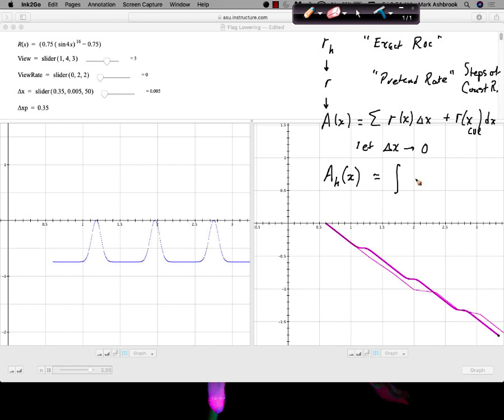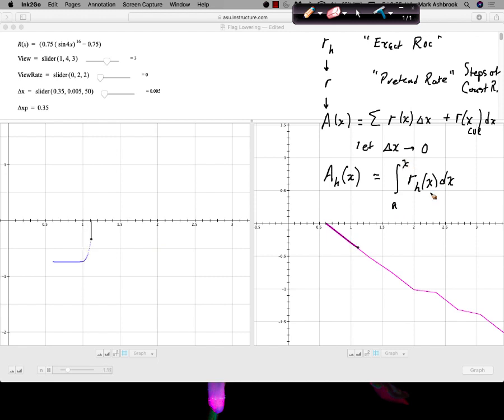And it's like every single value of the rate function. So now we're back to the exact rate function, because we're going to pick every single value of the rate function times an infinitesimal change in x. And that's starting from A, the net accumulation since A and to x.